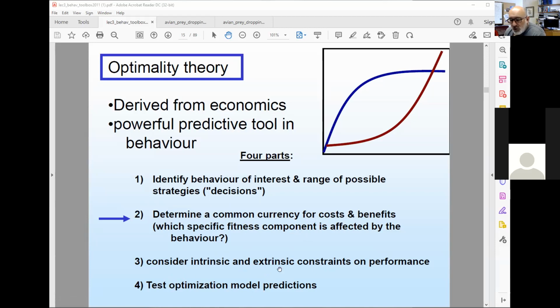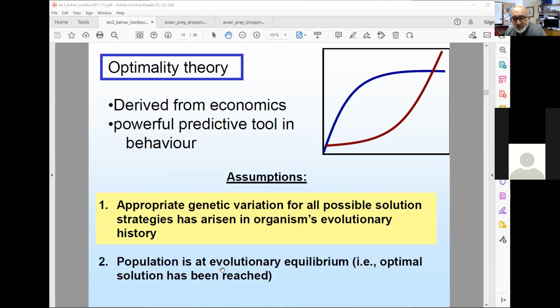Extrinsic constraints include things like the presence of predators, the presence of competitors. So those are other constraints on performance. So intrinsic and extrinsic. And then you have to test the optimization model predictions. And so we'll go through what that means in a minute.